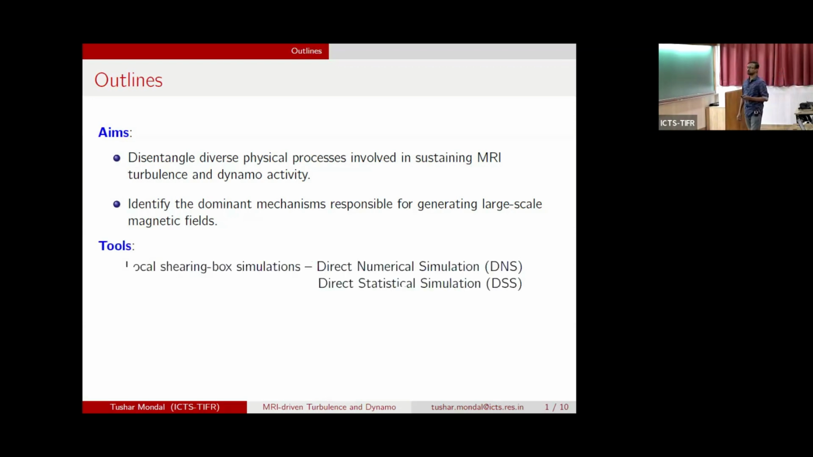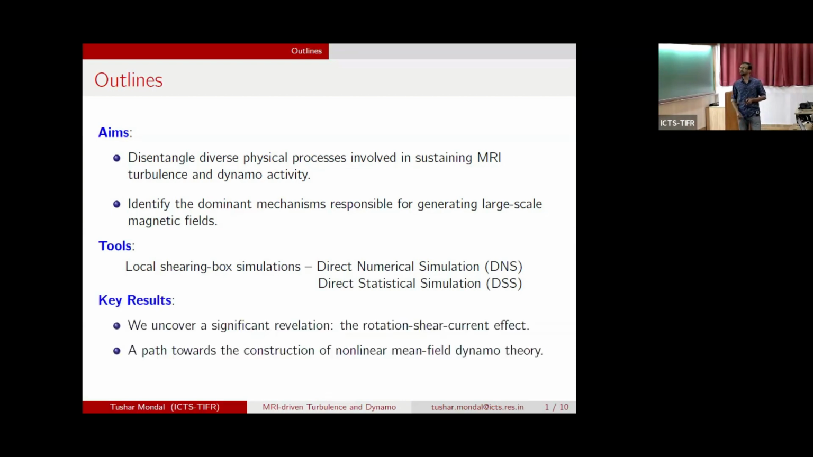To do this, we use two different tools. One is a local shearing box simulation, from DNS, and we also did a statistical simulation. DNS basically solves the full MHD equations, whereas the statistical simulation comes from the Reynolds decomposition. Any dynamical variable we can write as mean plus fluctuation, and we can construct any kind of stress tensor from that fluctuating quantity. If we solve all the statistical correlations directly, it requires some kind of turbulence closure model, which is unavoidable, and it is called statistical simulation.